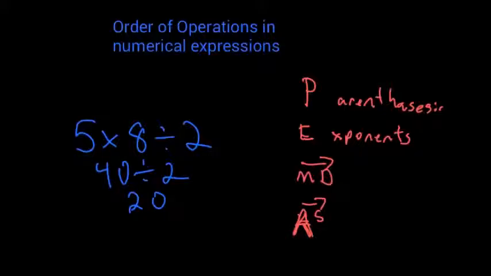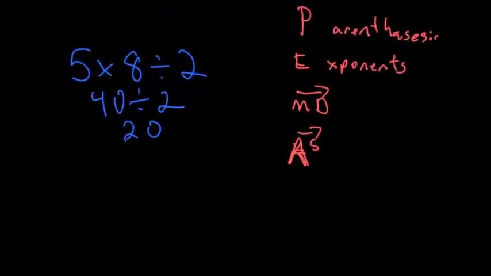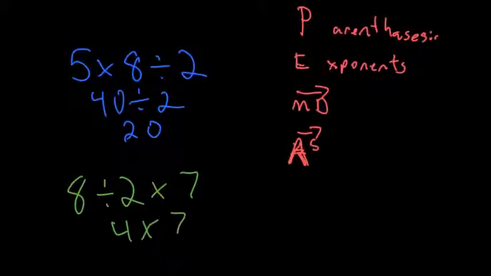Now let's look if we had reversed this order of operations there. So let's say we had 8 divided by 2 times 7. So here, the division comes first, so I'm going to do my division first. So 8 divided by 2 is 4, and then 4 times 7 is 28. So the first one I did the multiplication first because it came first. The second one I did the division first because it came first.